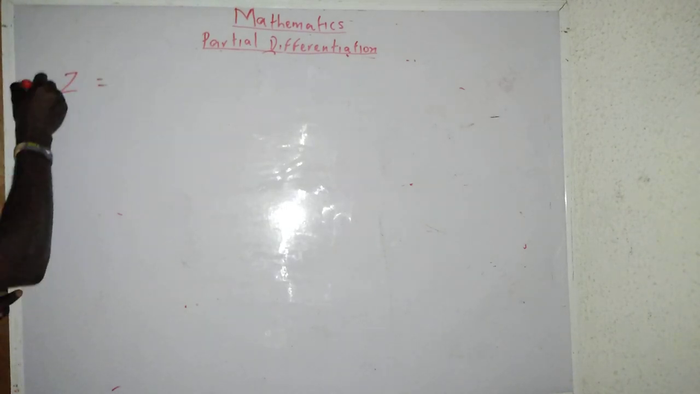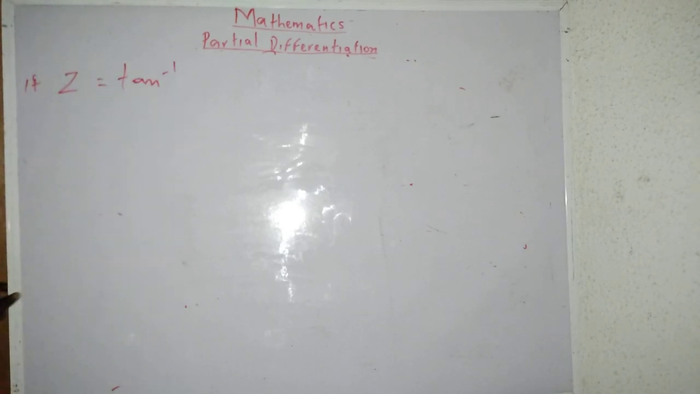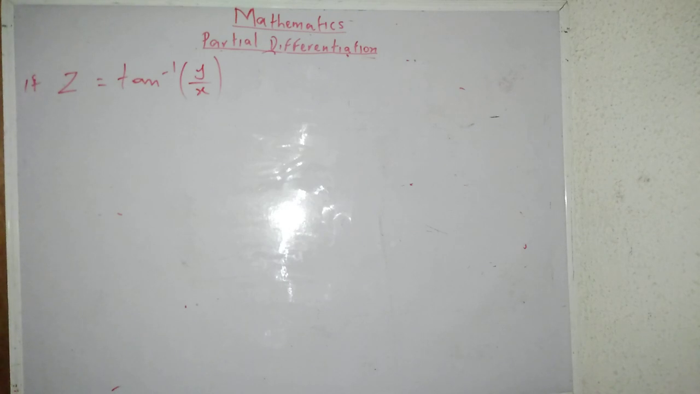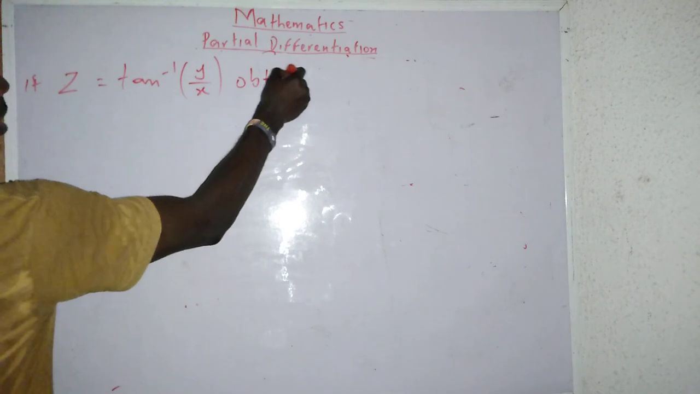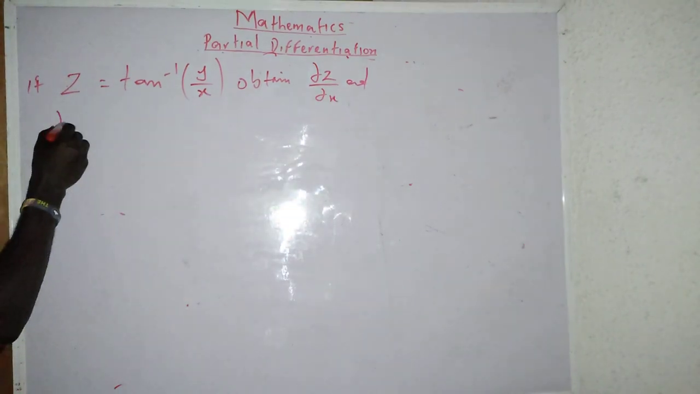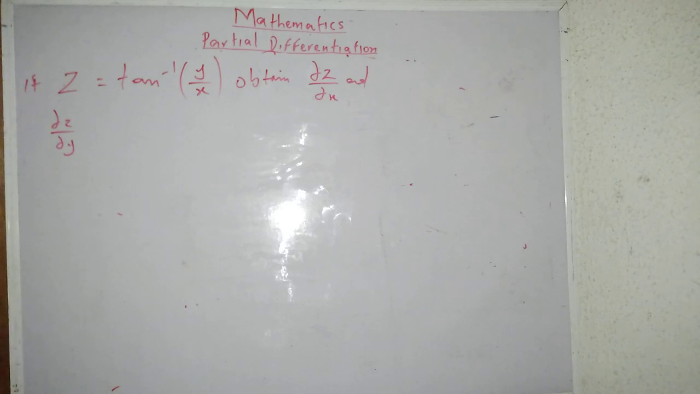Now, let me introduce you to the next one. But before we do that, you try this and drop your comment after. If z equals tan inverse of y all over x, obtain ∂z/∂x and ∂z/∂y. Please try this. Drop your comment after. You'll surely be attended to.